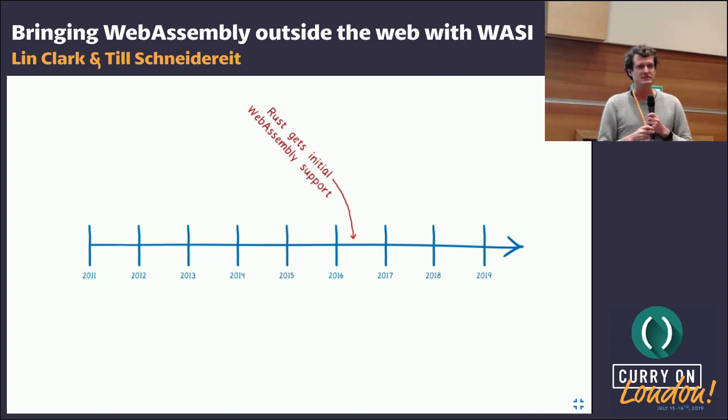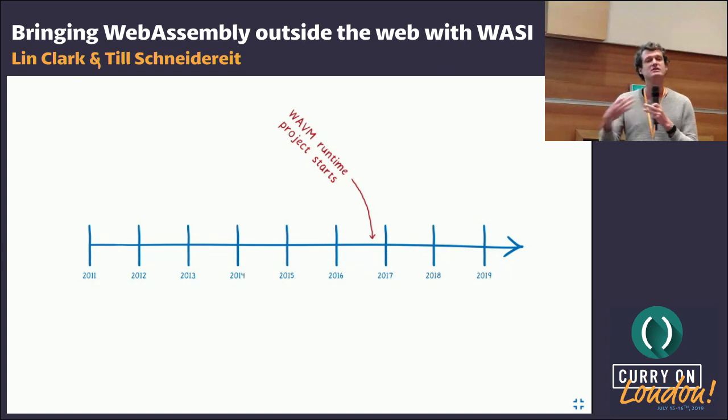In 2016, our Rust team started releasing initial versions of the compiler that could target WebAssembly. And today, Rust is widely seen as having state-of-the-art support for compiling to WebAssembly and for interoperating with JavaScript. I'll get back to that last point in a moment.